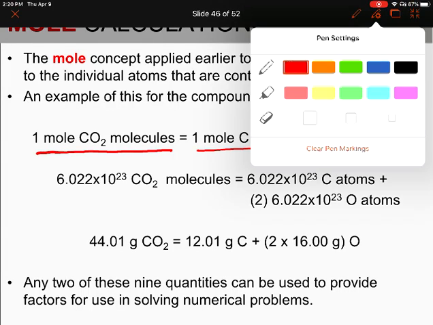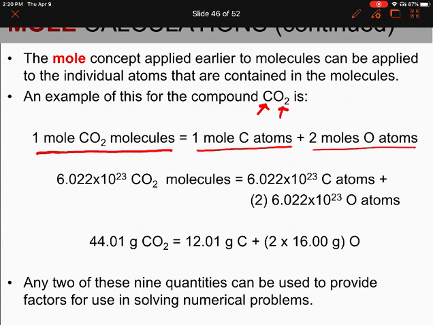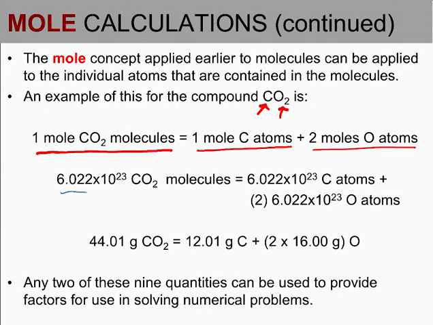Now, this also means that if we have 6.02 times 10 to the 23rd molecules of carbon dioxide, then we also have Avogadro's number of carbon atoms, and we have twice that number of oxygen atoms. And this just has to do with that ratio again, the 2-to-1 ratio.